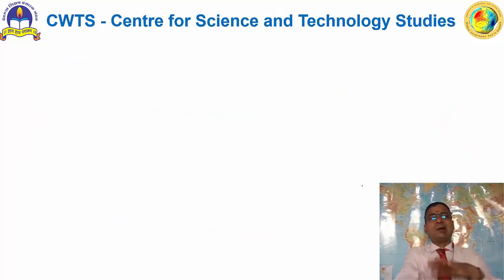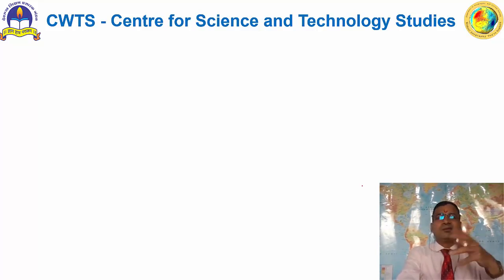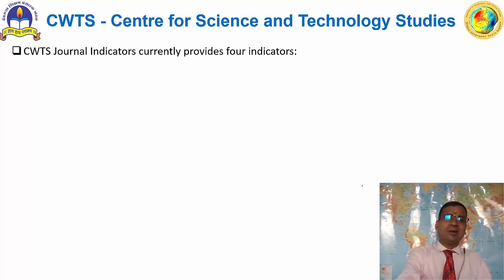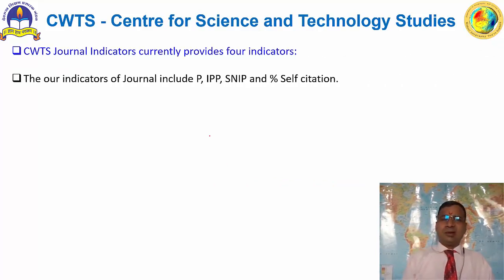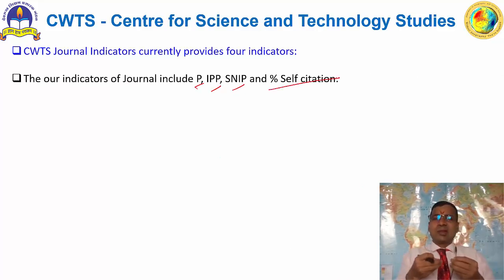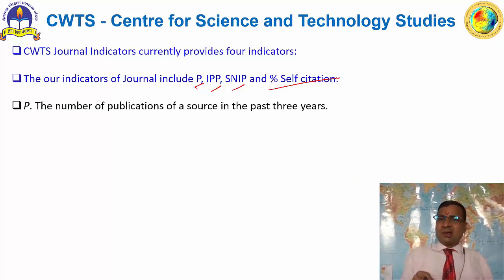This is another part I am going to discuss. It is not directly related with the impact factor, but it is a part and parcel of impact factor. Center for Science and Technology Studies. Generally, it provides 4 indicators, and it includes P, then IPP, SNIP, and percentage of self-citation. Based on these 4 criteria, the impact factor of a journal or quality of the journal has been decided.